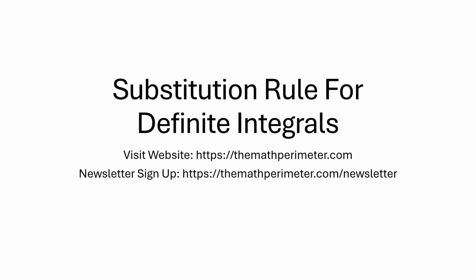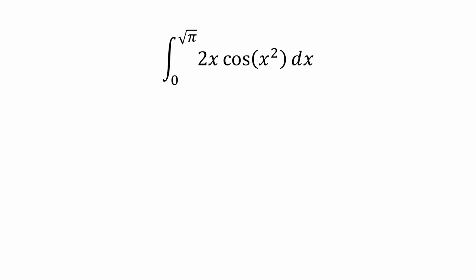In this video, you will learn how to use the substitution rule to solve definite integrals. For more information about this topic, please refer to the article linked in the description. In this video, we will evaluate the integral from 0 to root pi of 2x cosine of x squared dx.